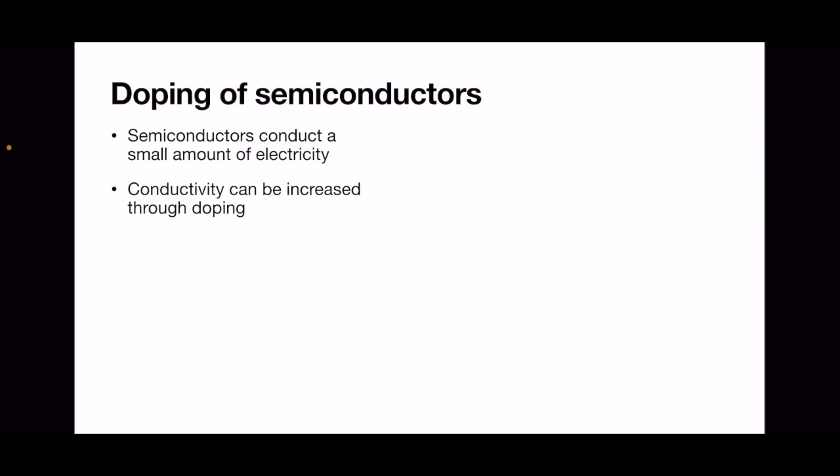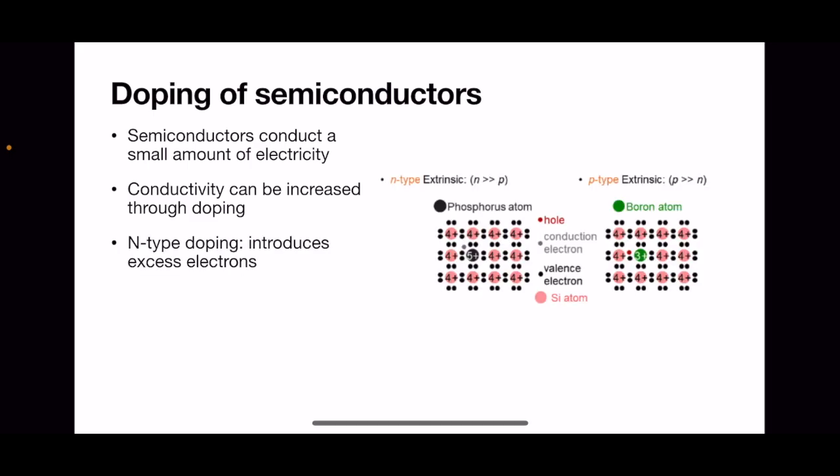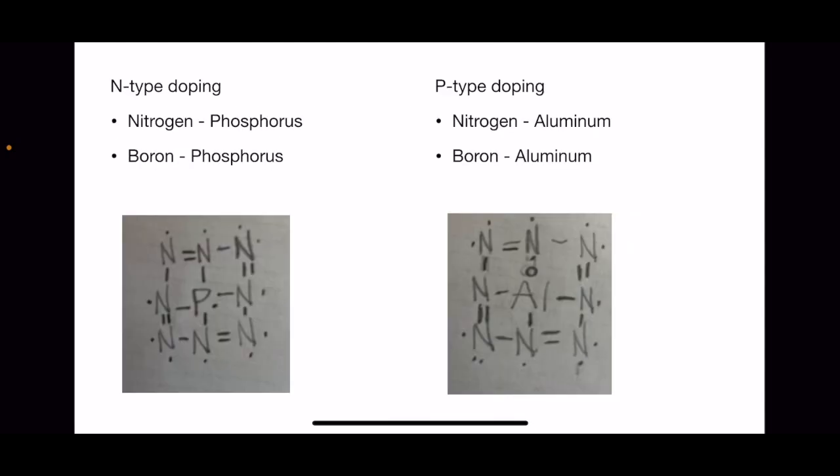The other type of doping is called p-type doping. P-type doping involves introducing holes or positive charge carriers in the structure by adding acceptor impurities. This is done by introducing an impurity that has fewer valence electrons than the semiconductor. Our two semiconductors are nitrogen and boron. For p-type doping with nitrogen and boron, we can choose aluminum because it has fewer valence electrons than nitrogen, which will create holes within the nitrogen and boron structure.